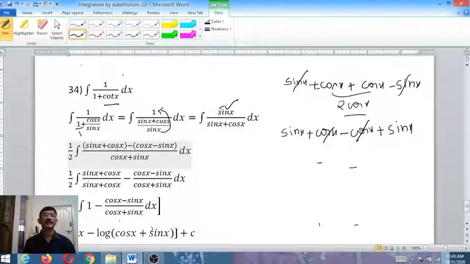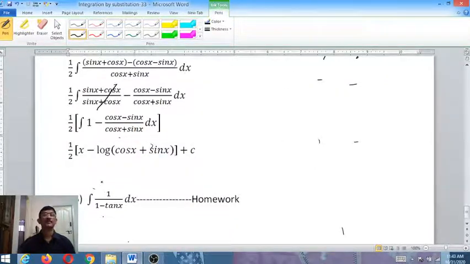So divide each term by this denominator. These two get cancelled here. You have 1 here. Clearly we know that the derivative of cos x is minus sin x, and of sin x is cos x. The derivative of the denominator is present in the numerator. So it is log of modulus of the denominator, cos x plus sin x, plus c. For 1, the integral is x. So this is the answer.